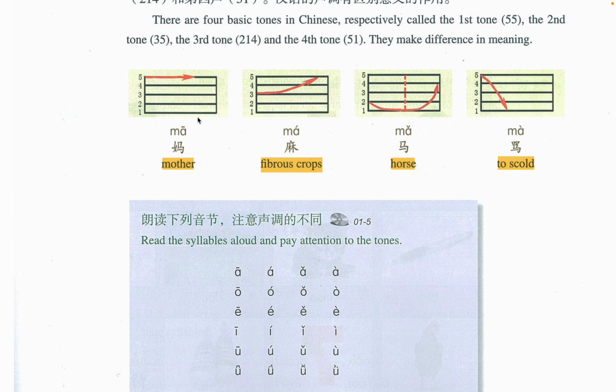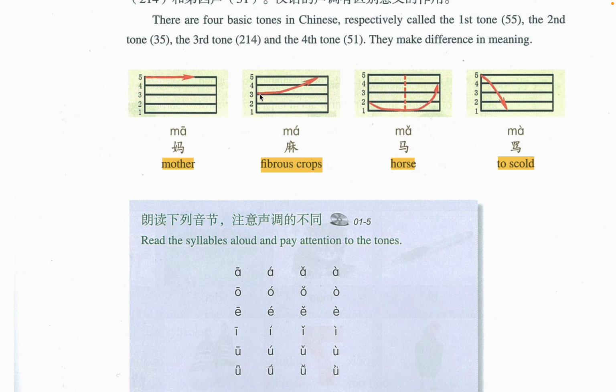This ma first tone is a high tone. It's known as the first tone or the high tone. As you can see on this scale, it shows that it's level 5. The highest pronunciation comes from the first tone. Ma. I see it's a high. The next one we have a rising tone or the second tone.